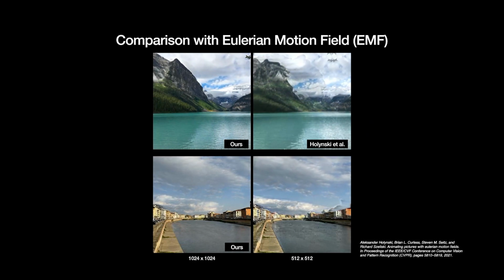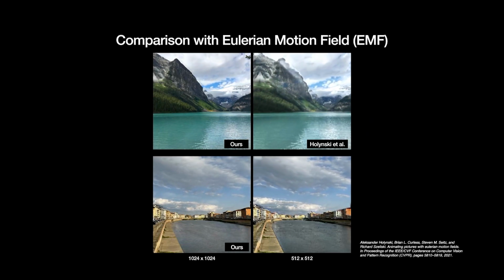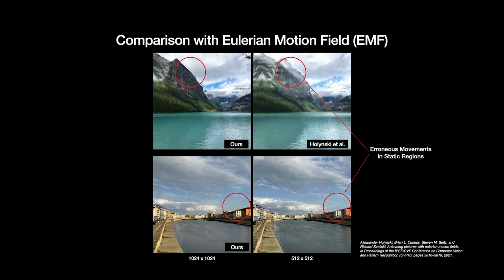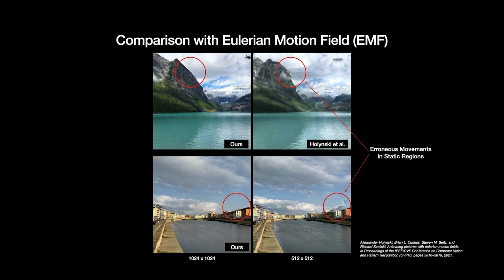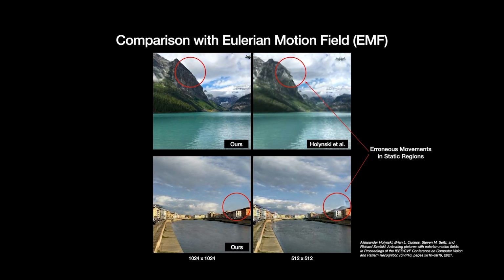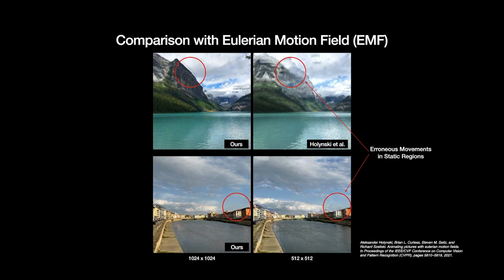Also, their method sometimes produces erroneous movements in static regions. By using segmentation masks obtained from the deep features of StyleGAN, our method achieves accurate segmentation between static and dynamic regions.